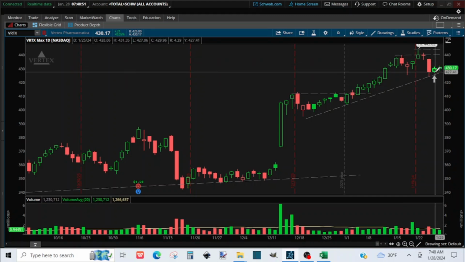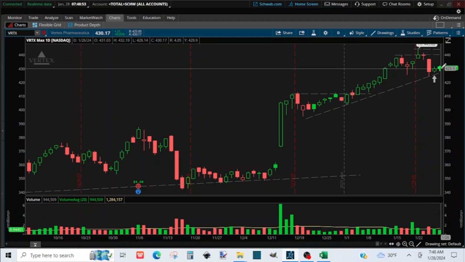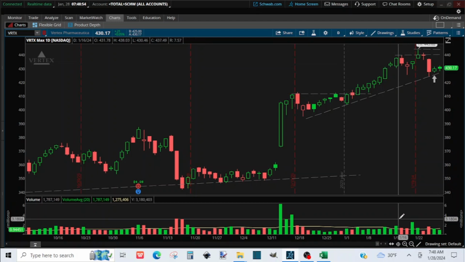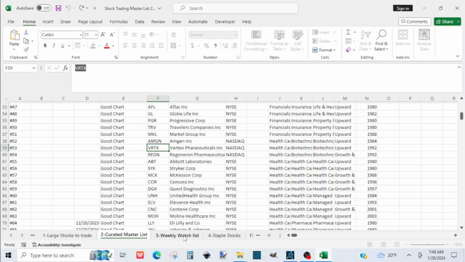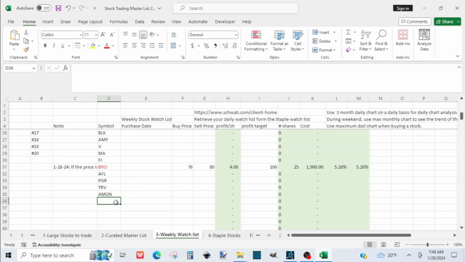So we bought it and it started going up. So we'll see how it's going to do on Monday. From there, because we bought it and have not sold it, it needs to be on our watch list for us to keep an eye on it on a daily basis.